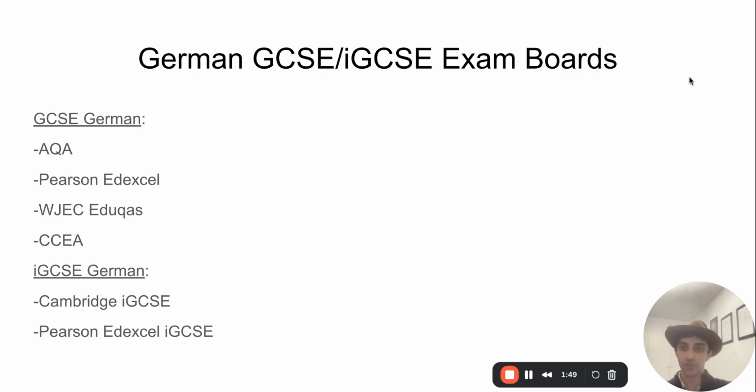Okay, now moving on to the German GCSE and iGCSE exam boards. These exam boards are very relevant for the final exams. Make sure you're clear on the differences between the exam boards, or more specifically, what the exam and each of the papers will look like and consist of for you, because they do change a bit from one exam board to the next. But this video is about German grammar, specifically separable and inseparable prefix verbs.